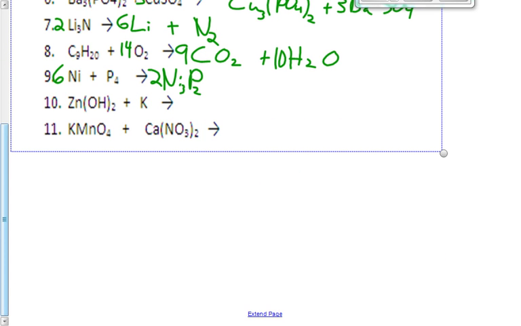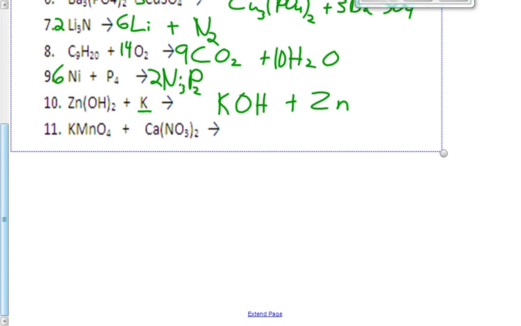Okay, next one, we got an ionic compound reacting with an element, so single replacement reaction. Our lone element, metal or non-metal? Metal. So who's it going to switch with? Zinc or hydroxide? Zinc. All right, so potassium will end up with hydroxide. Zinc will end up by itself. -1 and +1, so that compound is fine. Zinc is not special, so it needs no small numbers. Okay, now we need to balance.